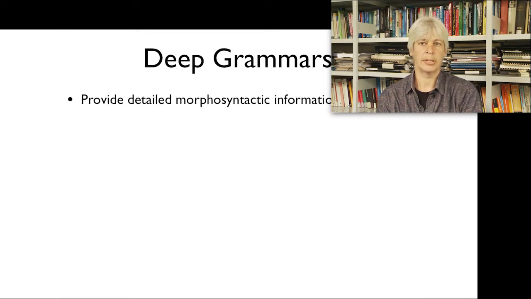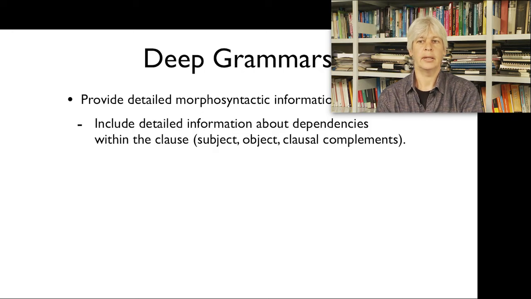Okay, so deep grammars provide detailed morphosyntactic information. They include detailed information about dependencies within the clause, so things like what is the subject, what is the object, who did what to whom, who killed whom, who pinched whom, who read what, etc. Clausal complements, what did people think, what did people believe, etc. So they give you that kind of information.